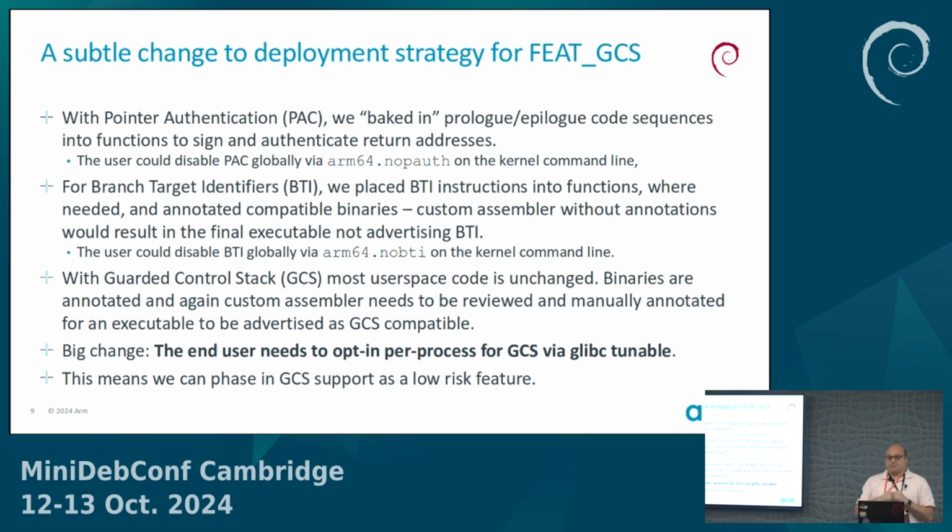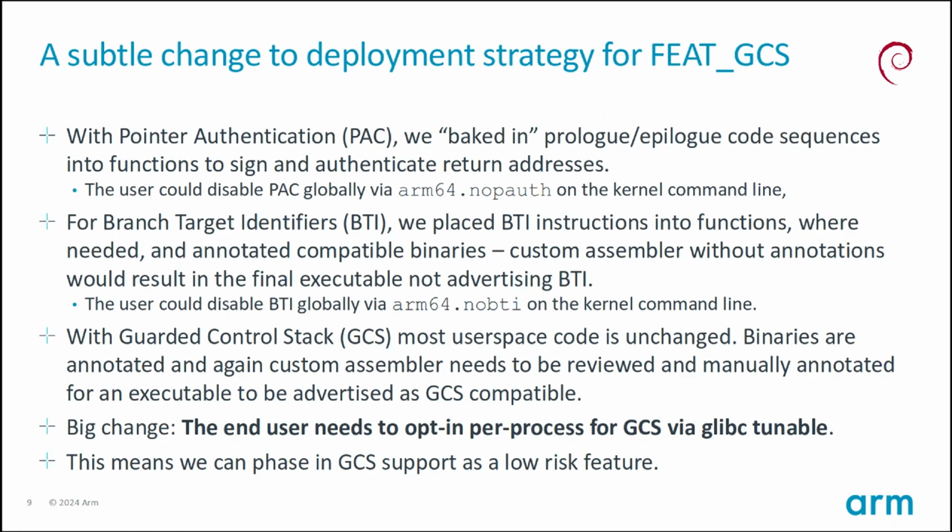So I'll go through this bit slowly because I'll go through a summary of what we've been doing so far with architectural features in Debian. So last year we talked about pointer authentication. So pointer authentication, we had special code sequences that we were baking into user space, and indeed it's in the kernel as well. And pointer authentication is enabled by default, and it's self-contained as well. Now, one can disable pointer authentication. The end user can do it globally via a kernel command line, so they can say off, and it will deactivate.